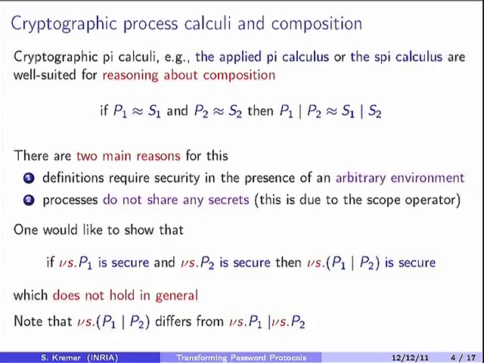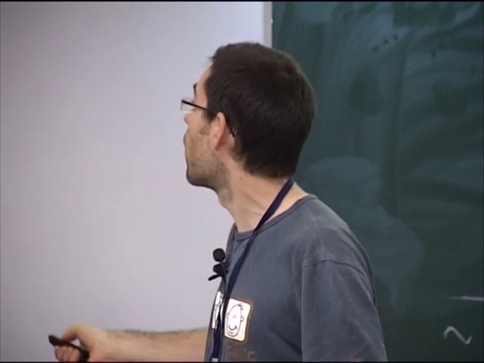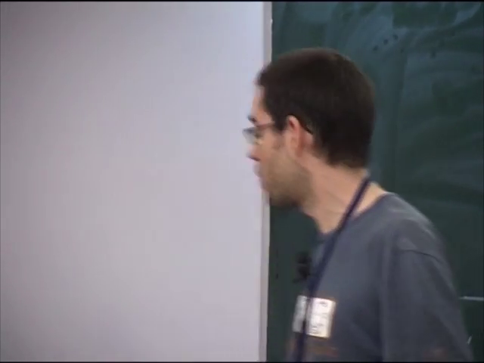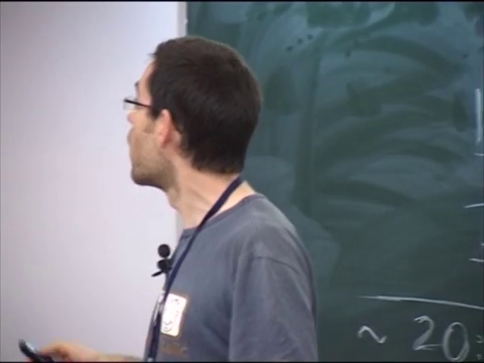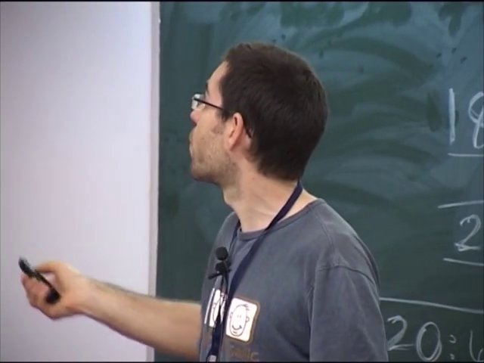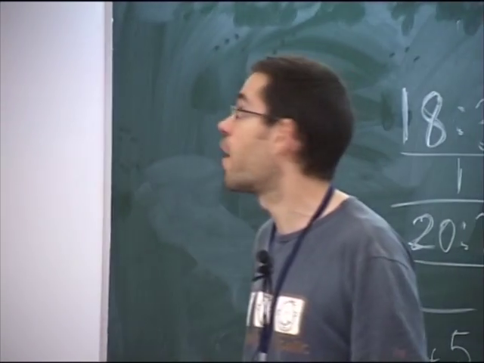So this is different from writing new S (P1 parallel P2), it's different from new S P1 in parallel with new S P2, where I'm referring to two different values. So this is an important difference. There's really one hidden hypothesis when I'm saying that this is compositional, which is that secrets are not shared.